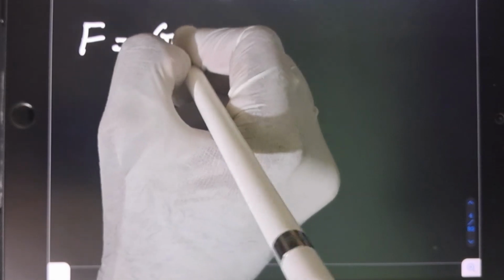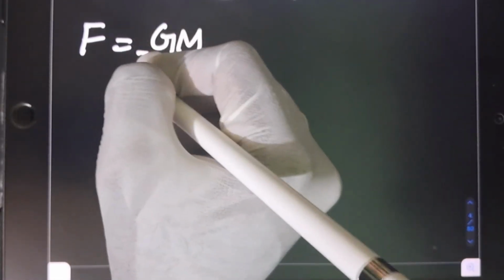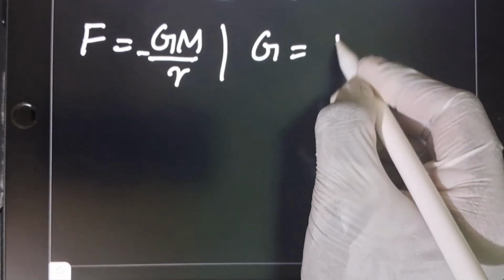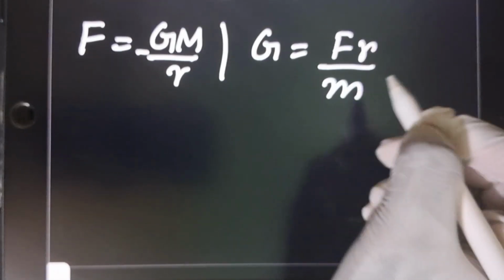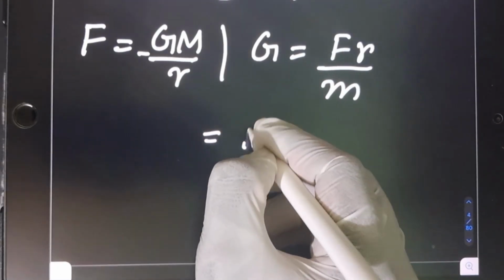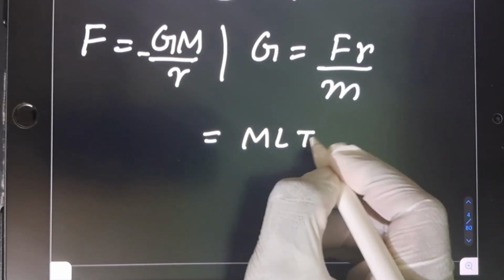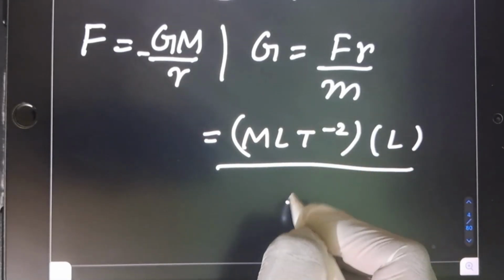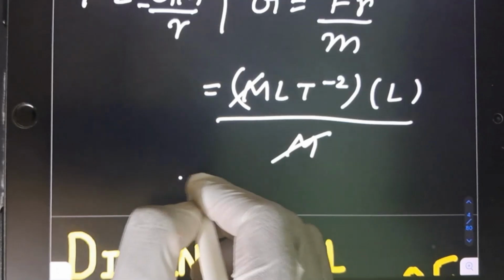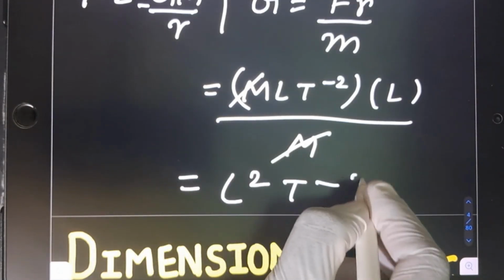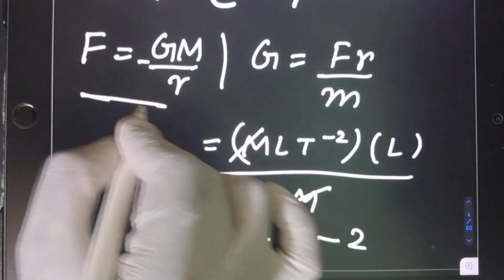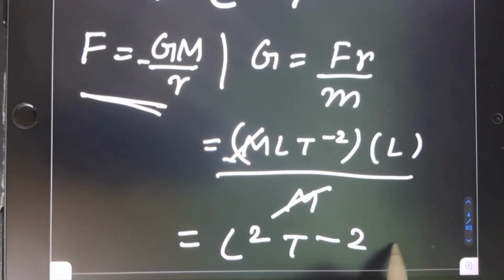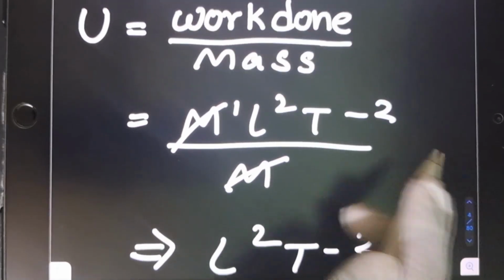And another formula. Let's derive it from another formula. U is equal to minus GM by R, where G is equal to F, force, into R, radius, by M. We should know the dimensional formula of force, M power 1 L power 1 T power minus 2, into radius L and mass M. So cancel mass. We get L square T power minus 2. M power 0 L power 2 T power minus 2. U is equal to GM by R, where G is equal to F into R by M. L square T power minus 2.